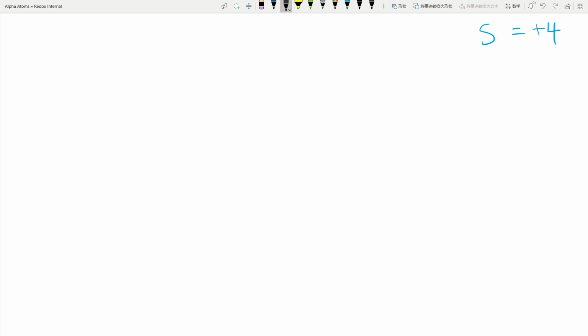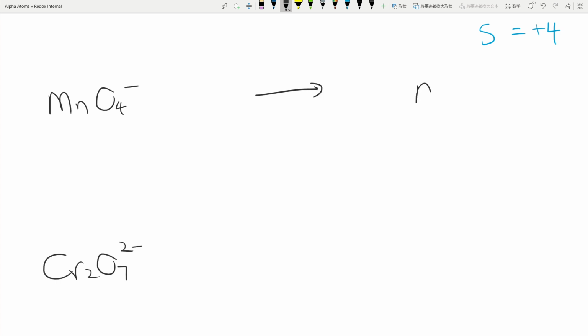Now, the hardest ones that the year 12s and 13s complain about are MnO4 minus and Cr2O7 2 minus. And I'll do the easy ones really quick as well, because if you can do these, you can do anything. Okay, so let's look at MnO4 minus. MnO4 minus turns into Mn2 plus. So we know the oxidation number of oxygen is -2. If you look at the Mn2 plus, can you see straight away this is a monoatomic ion? It's just an ion on its own, so the oxidation number is the same as the charge.